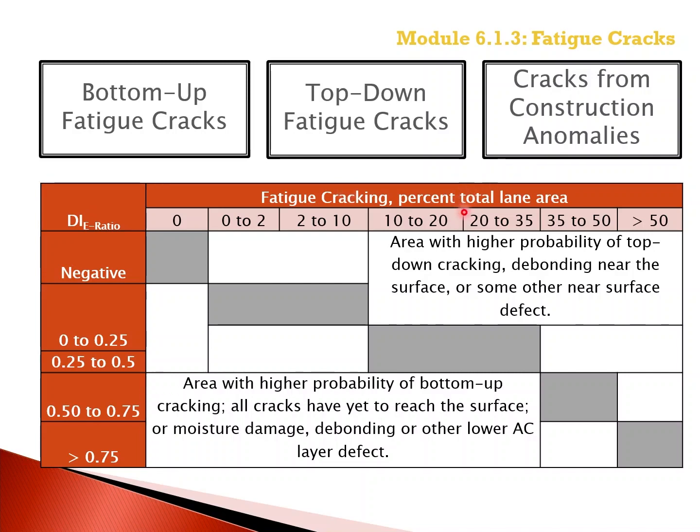So basically, if we have higher amounts of fatigue cracking measured as percent total lane area, and the damage index derived from the back-calculated layer modulus ratio, damaged modulus versus undamaged modulus, is negative or very small, in all probability the cracking observed at the surface is top-down cracking and/or from some other mechanism, like debonding at the surface, segregation, or some other near-surface defect.